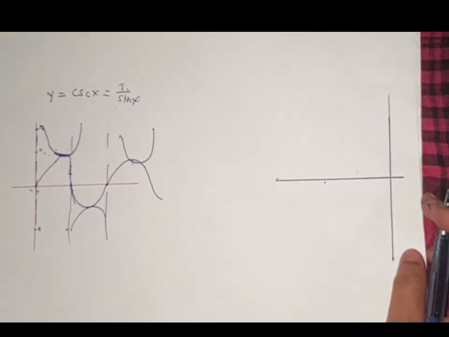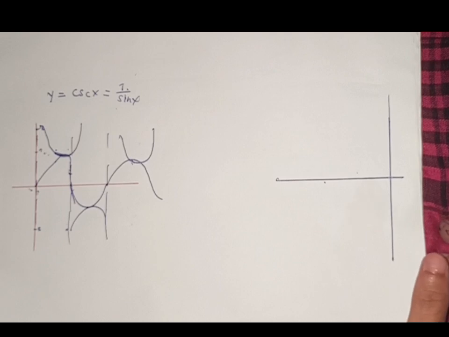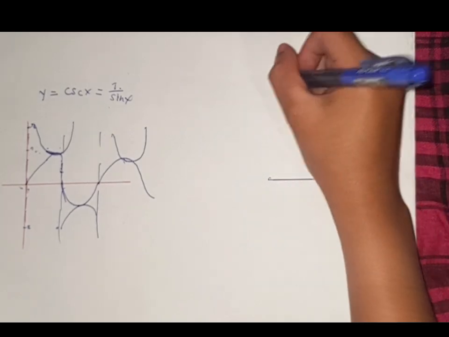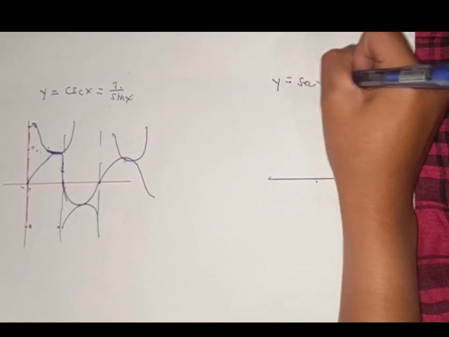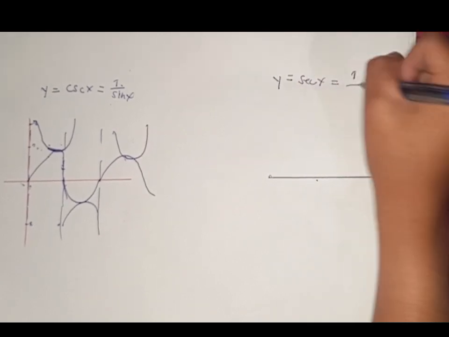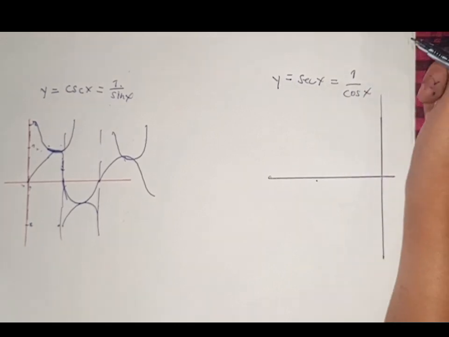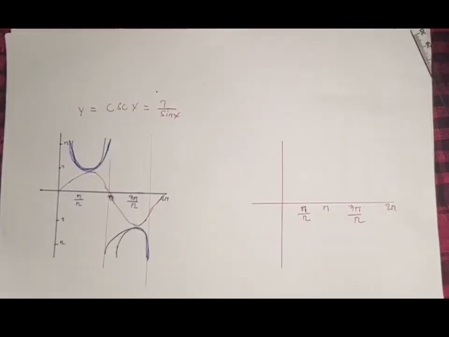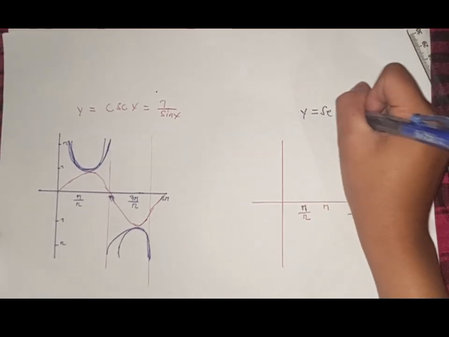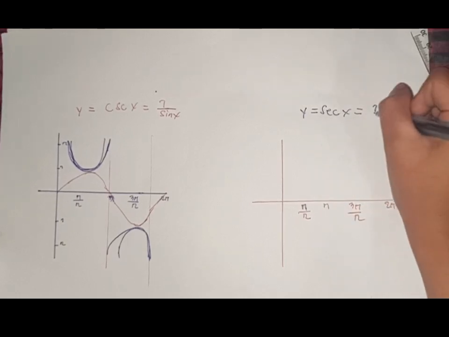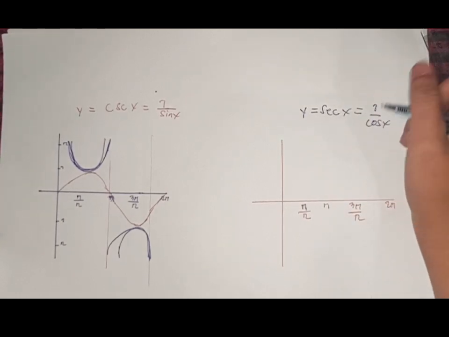Now let's move forward to secant. The second function is the reciprocal of cosine. So y is equal to secant of x is equal to 1 over cosine of x.